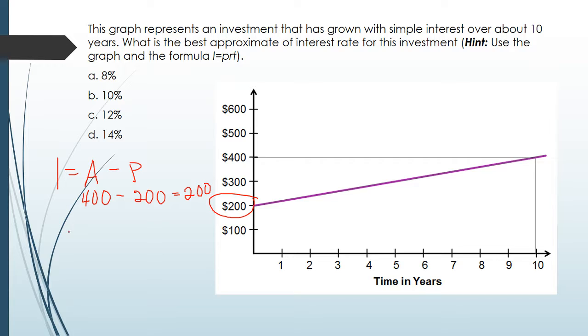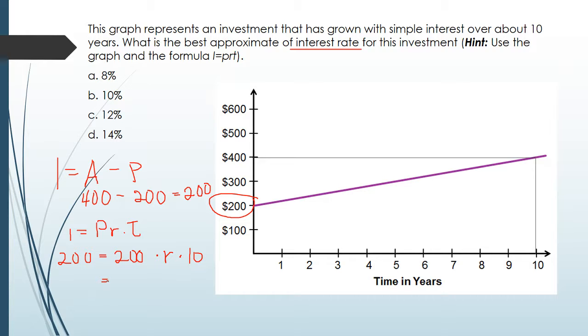Now what we need to do is plug it into I equals PRT in order to solve for rate, right? Because the question is asking what is the approximate interest rate? As you know, R represents rate. Because we are looking for R, we should know what I is, what P is, and what T is. I, again, was what we found in the first step, which is 200, equals P, the principal. We started off with $200 as well, times the rate, which is R, times the time. T represents time in years. That's going to be 10 years.